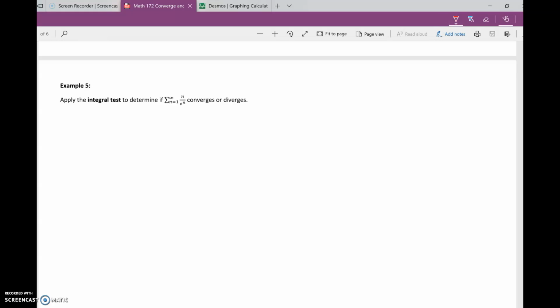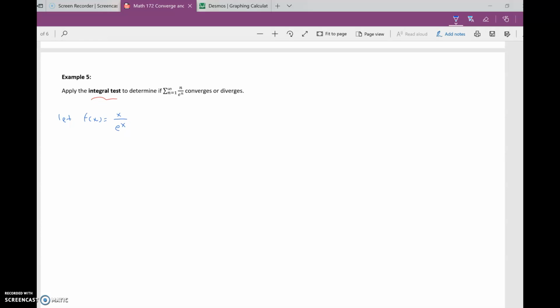Hi class, let's take a look at example 5. In example 5, they're asking for a specific type of test for us to determine if the series is going to converge or diverge. And here's what we have. For this test, we simply let f of x be, in this case, x over e to the x.